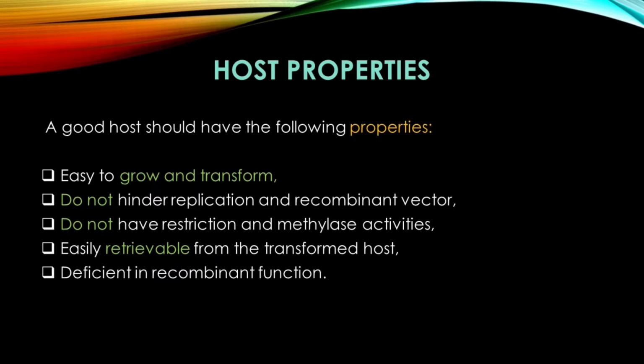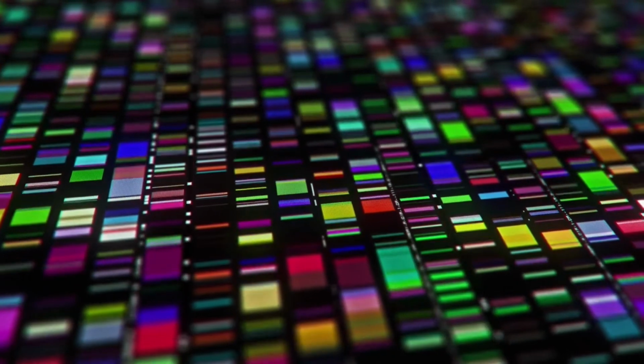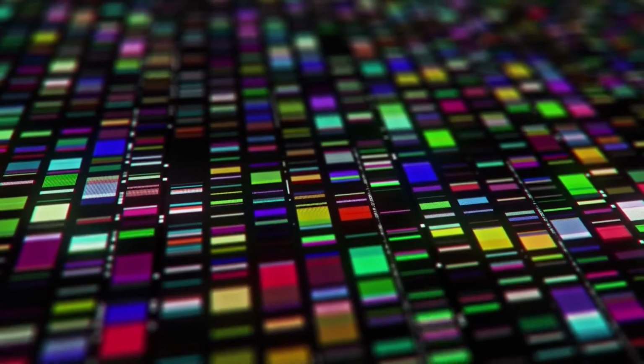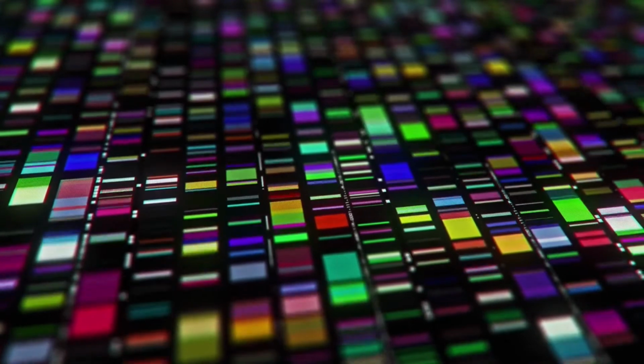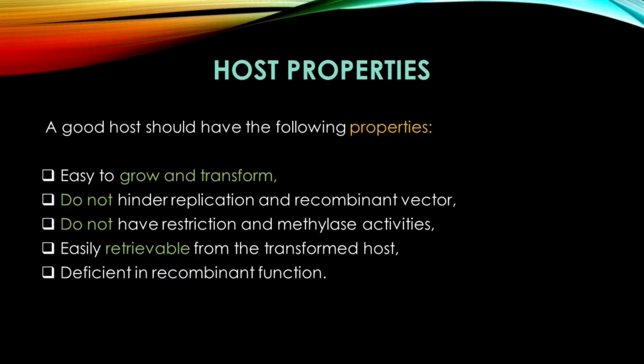So what are the properties of a host? A good host should have the following properties. It is easy to grow and transform and easily retrieved from the transformed host, and it is deficient in recombination function so that the introduced recombinant vector is not altered, and it does not hinder replication of the recombinant vector, and it does not have restriction and methylase activity. So these are the properties of a good host, and various hosts are used in recombinant DNA technology depending on the goal. For example, bacteria, yeast, plant cells, animal cells, and whole plants and animals.